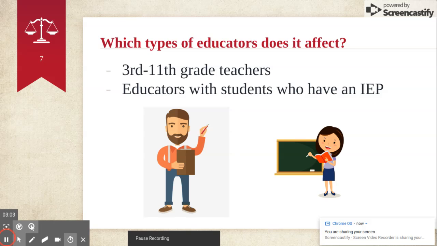Which type of educators does this affect? Teachers from 3rd grade through 11th grade are the ones affected. Educators with students who have a specific IEP should be aware of this assessment, and it is something that should be discussed during their IEP meetings. Modifications should be ensured prior to administering the assessment.